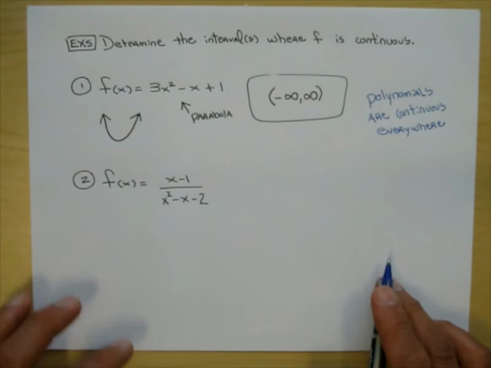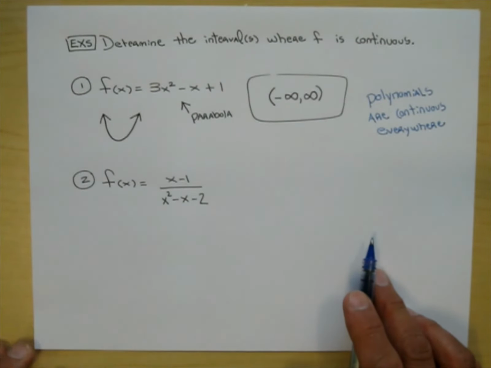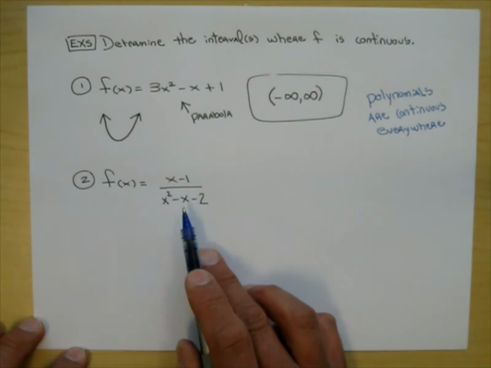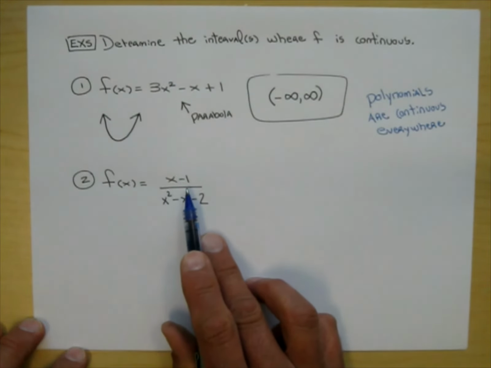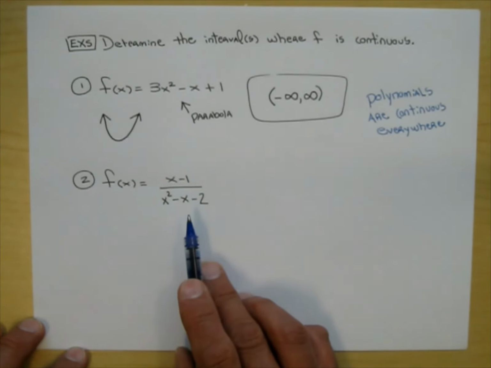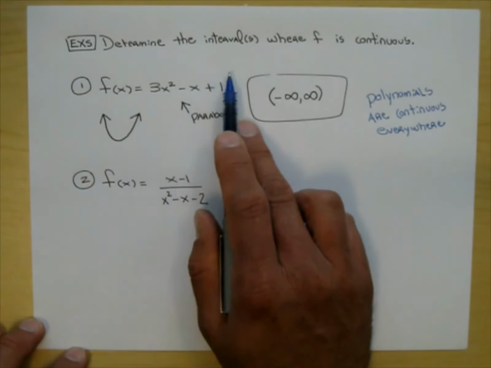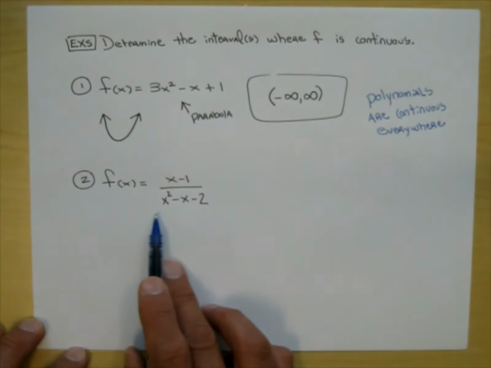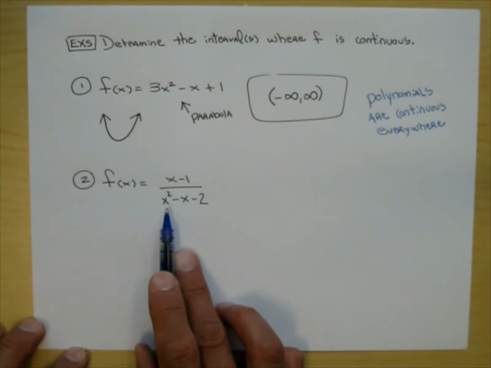Okay, you can graph any polynomial from negative infinity to infinity without lifting the pencil from the paper. This right here is not a polynomial. It's a polynomial over a polynomial, which is sometimes called a rational function. Determine the intervals where f is continuous. So now this is the next problem. How can I do this problem?